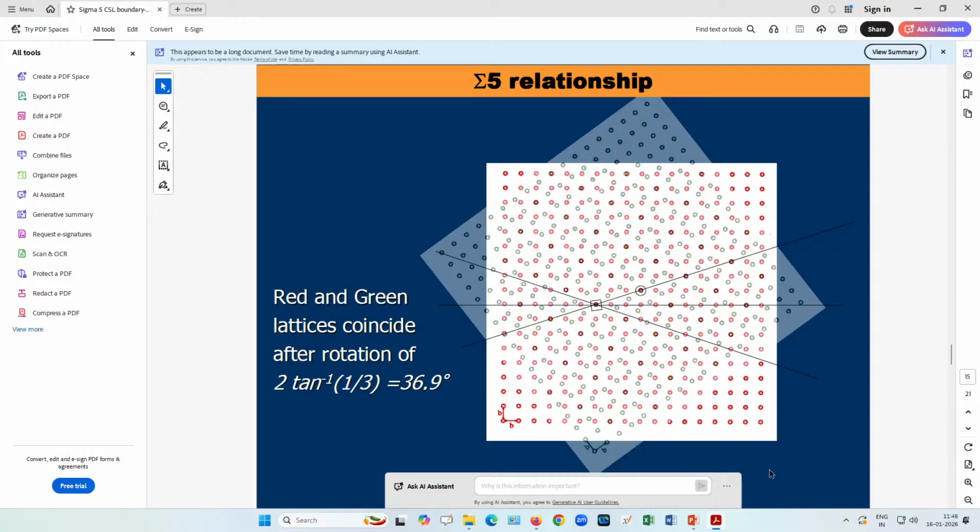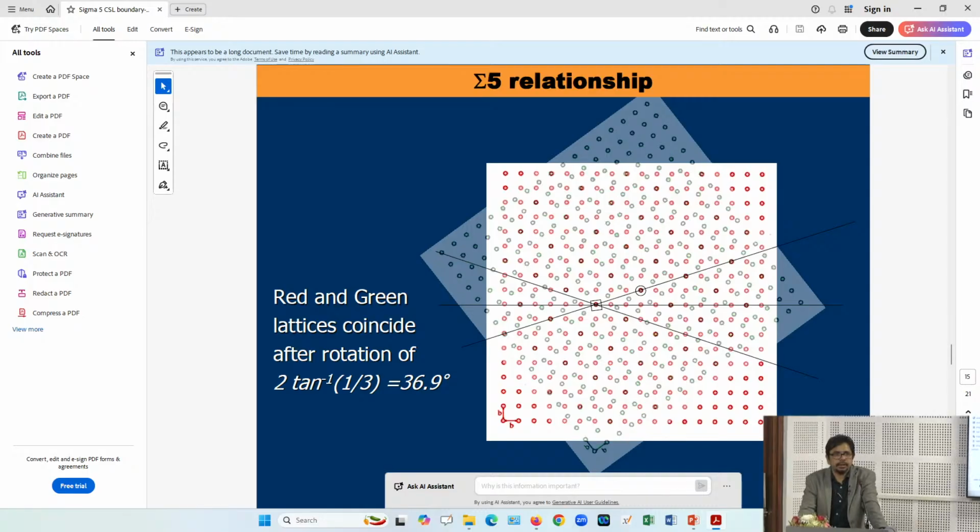So coincident site lattice means there is a certain atomic matching, right? And since there is atomic matching, what is the implication of that? The number of broken bonds is less. For example, this is sigma 5; what will sigma 3 be? Out of 3 atoms, 1 atom is coincident.